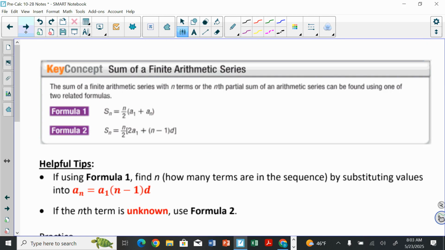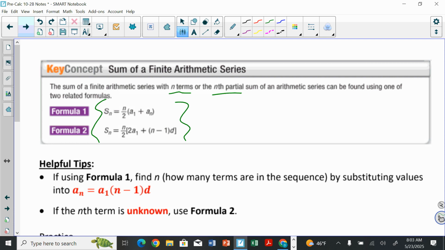So when we talk about sums of finite arithmetic sequences, the next thing we got to discuss is we've got 2 different formulas. So whether it's a series with n terms or with a partial term. So we can do n terms or partial. Then we can use one of these 2 formulas here to find the sum of it.